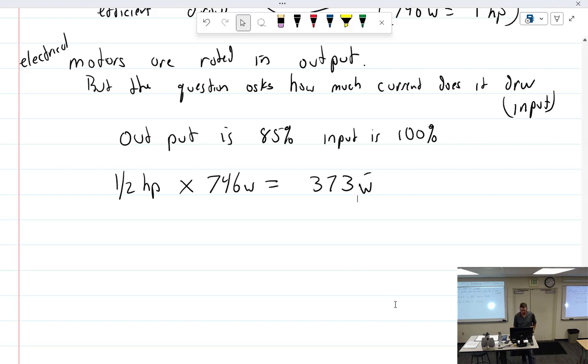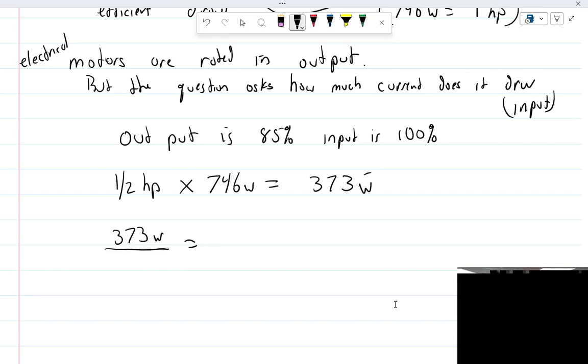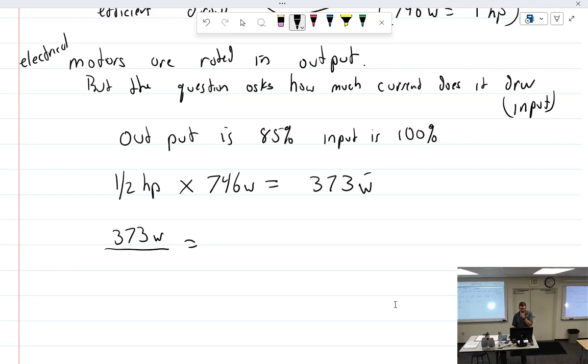So we have 373 watts. We're just going to set up a ratio. Let me think this through. We want to figure out what the input is, right? Input is what percent? 100%. Is the 373 input or output? Output. And the output is what? 85%. So my input is 100%. The input will always be 100%, and the output will always be the lesser percent.